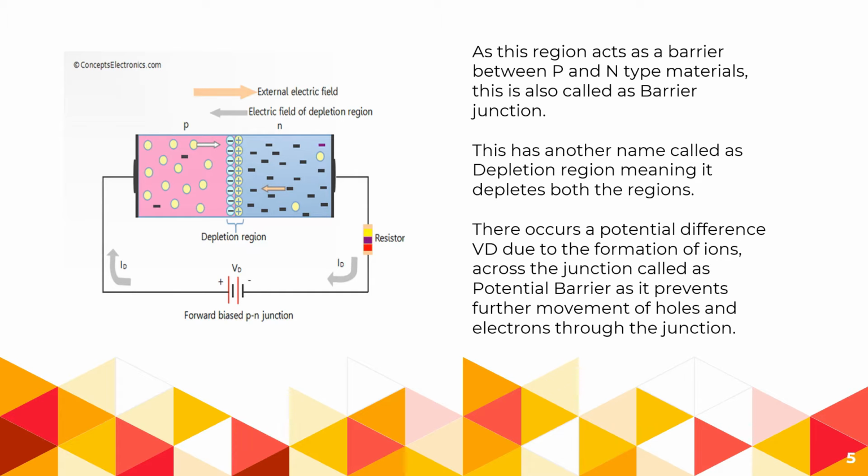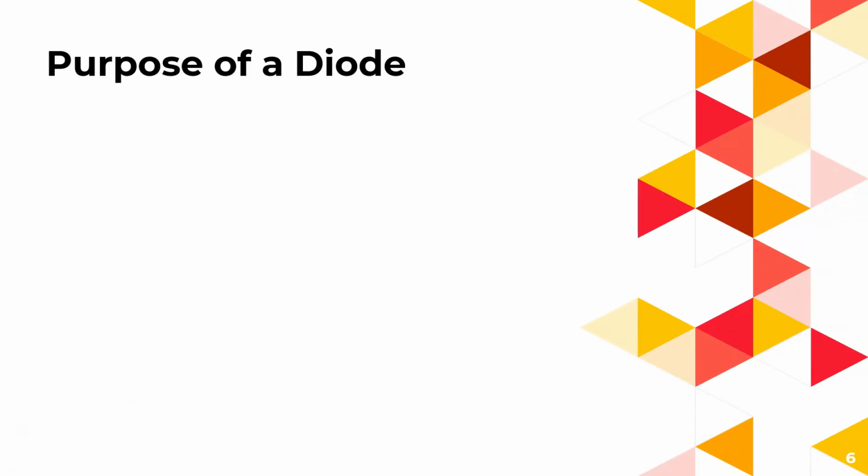There occurs a potential difference Vd due to the formation of ions across the junction called the potential barrier, as it prevents further movement of holes and electrons through the junction.